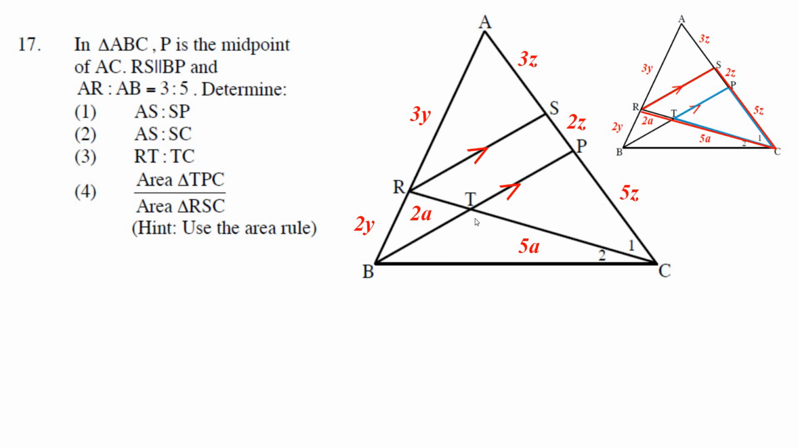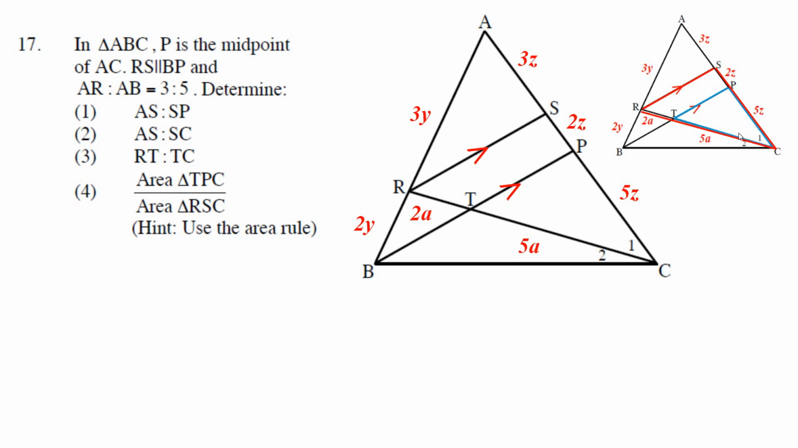You've got TPC, this triangle here, which I've put in blue. You've got a little blue triangle. And then you've got RSC, that's the big red triangle. I just highlighted it here so you could look at the colors of them. Those triangles look similar, so their sides are proportional, and their areas are going to be proportional too.